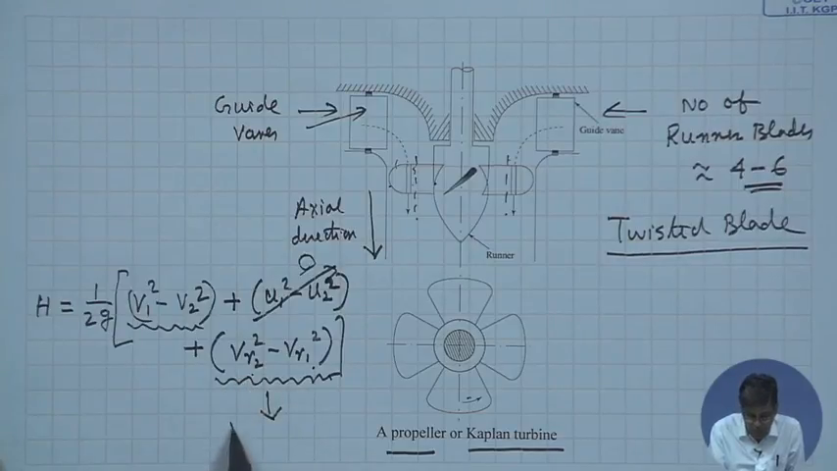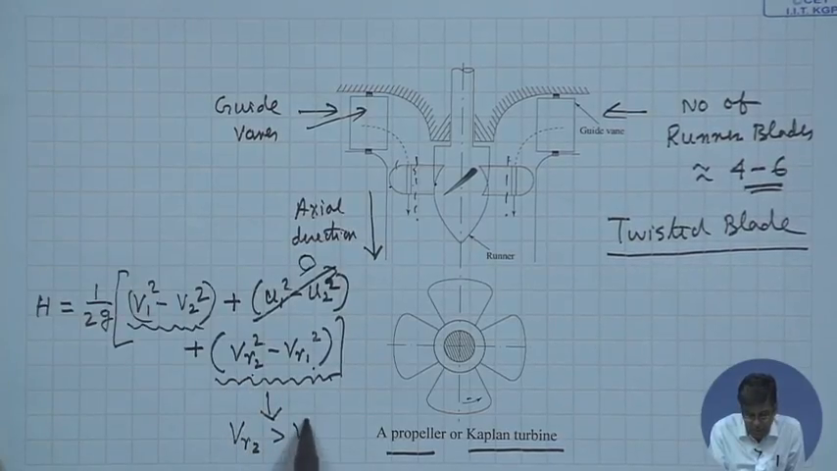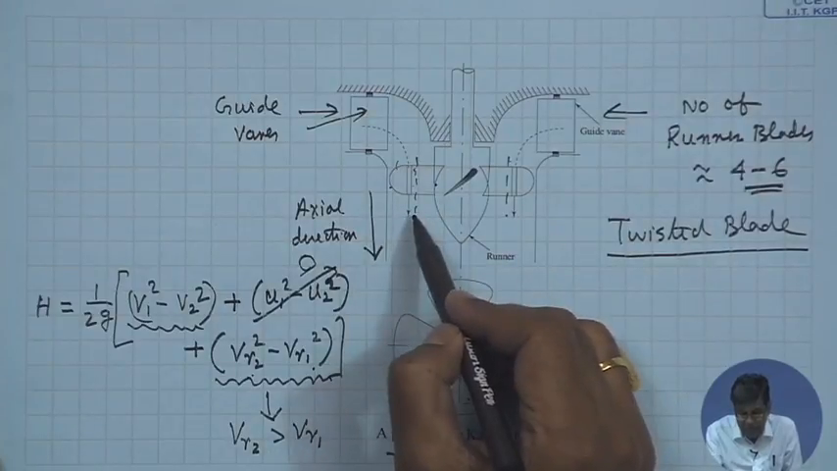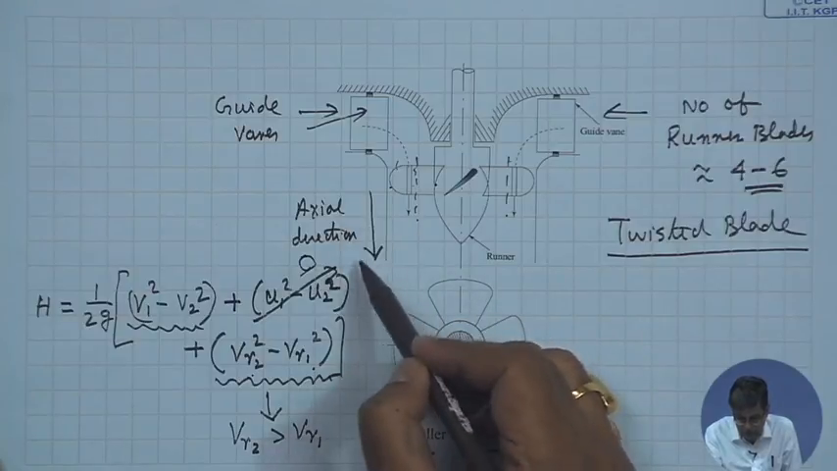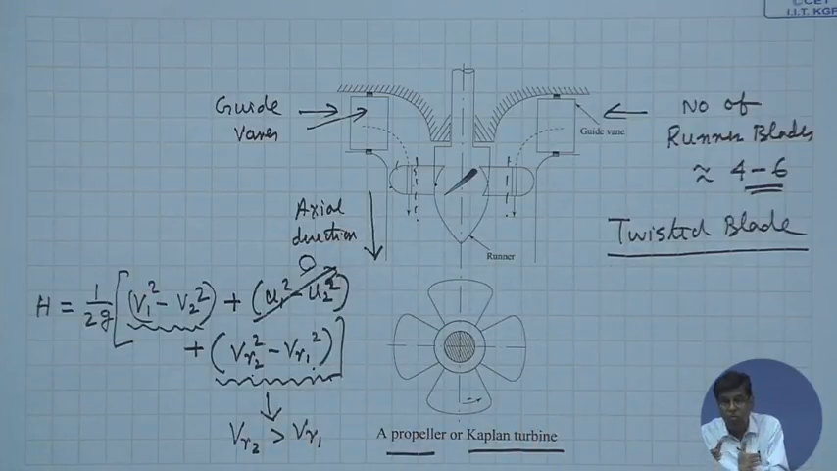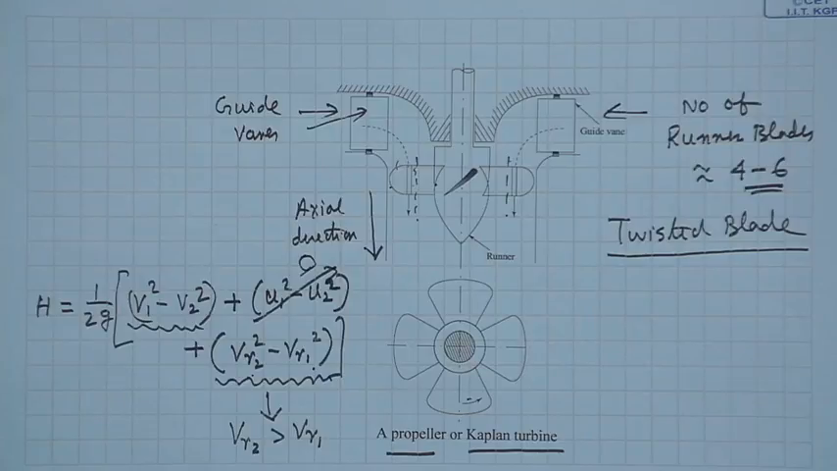So, VR2 has to be more than VR1, which means the flow passage, that is the cross sectional area normal to the direction of flow, that is normal to the axial direction, should be a converging type. Therefore, an axial flow machine may be a purely impulse machine or a reaction machine. For a purely impulse machine, what we have to do? We have to make the flow passage, that means the flow cross sectional area, uniform, so that there is no change in the relative velocity. So, it will be an axial impulse machine.